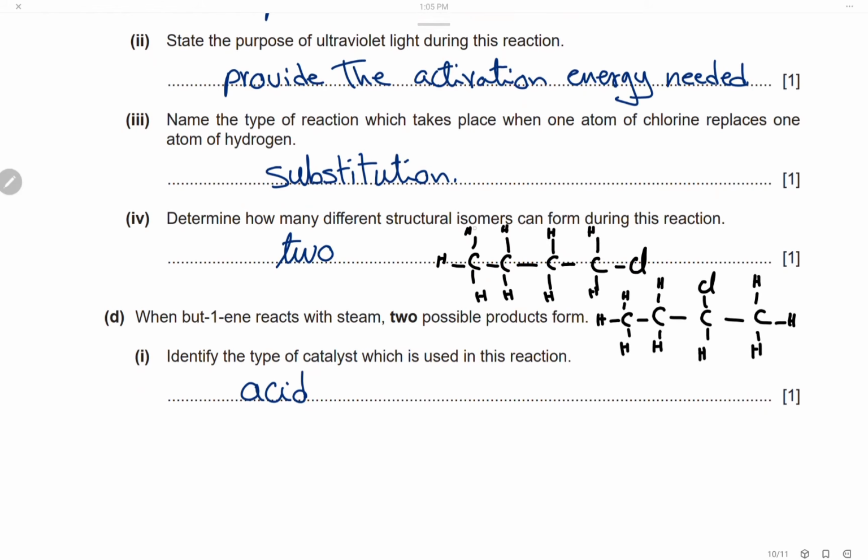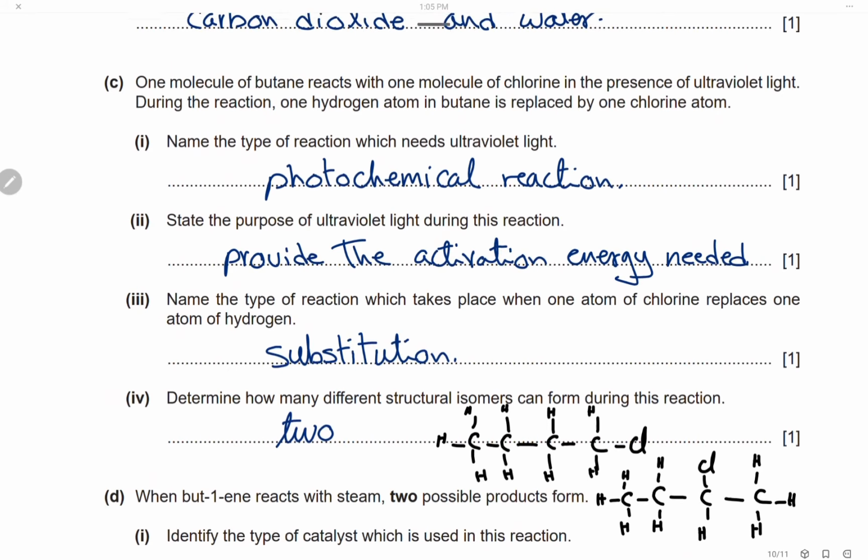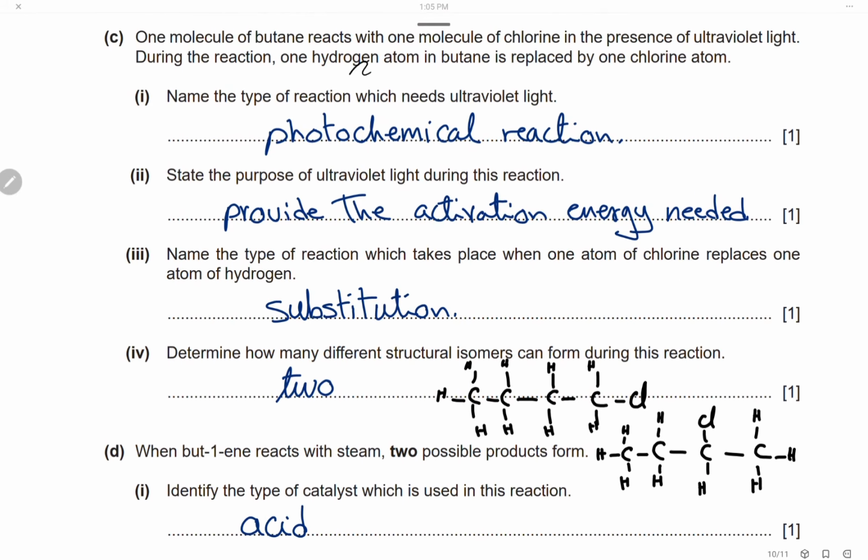How many different structural isomers can be formed during this reaction? As it is mentioned here, only one hydrogen atom is replaced by chlorine, so we can have only two isomers. The first isomer is 1-chlorobutane and the second isomer is 2-chlorobutane. So these are the two isomers that can be obtained from the reaction of chlorine with butane.